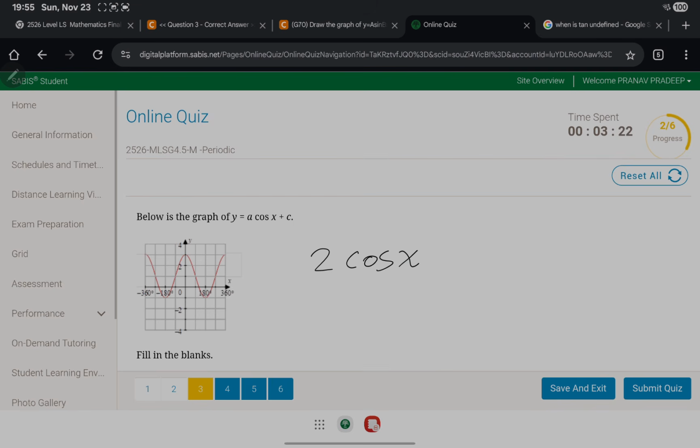and alright, so it's 2 cos, and then it goes up by a number. So we can say that the cos function is like this, and it goes up by 1 value. So that's 2 cos x plus 1.